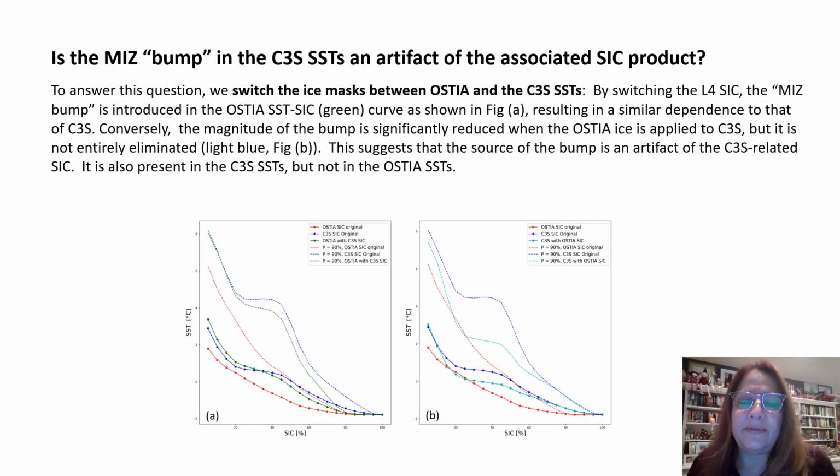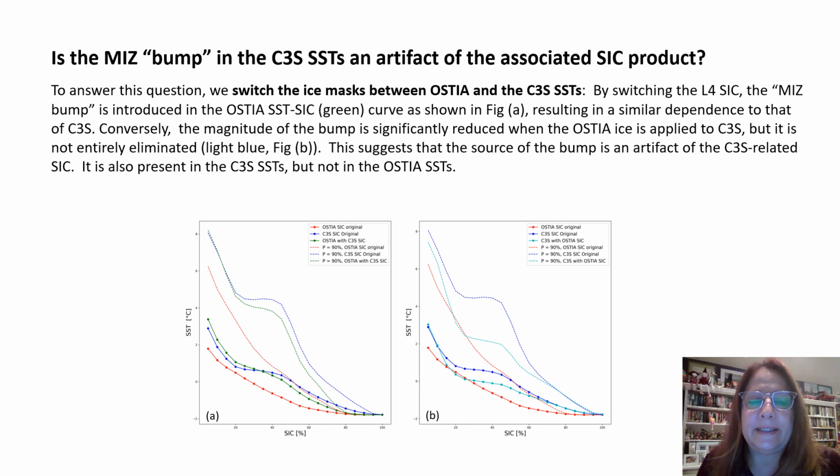So in this first comparison, we wanted to determine if the bump in the C3S SSTs was introduced by some artifact in the sea ice concentration related product. So the experiment we did here is that we exchanged the ice products between Ostia and the CCI. Here on the left, we have the Ostia SSTs with the CCI ice, and on the right, we have the CCI SSTs with the Ostia ice.